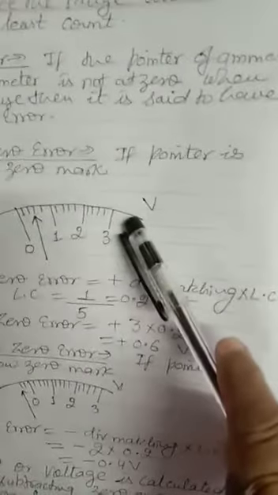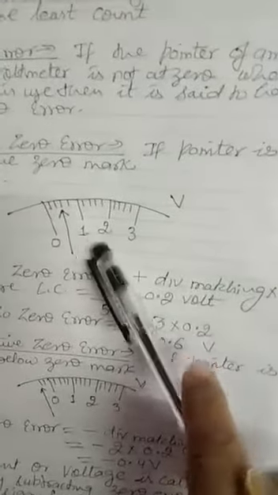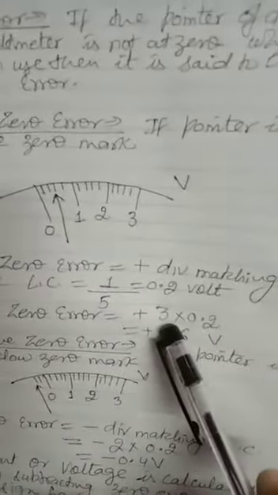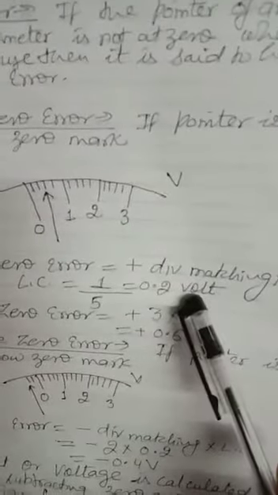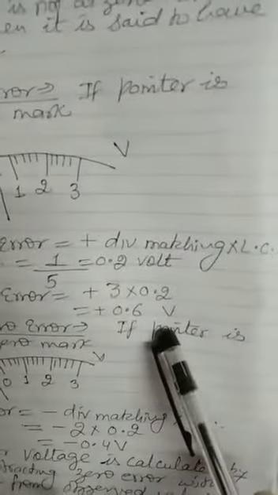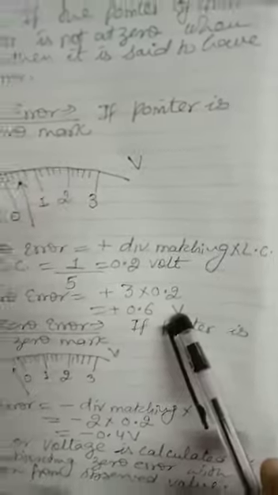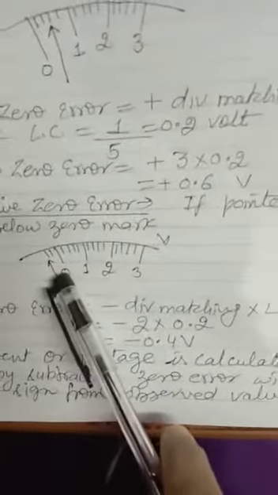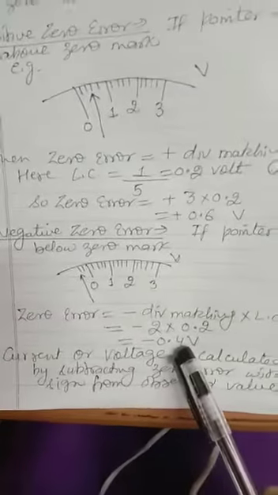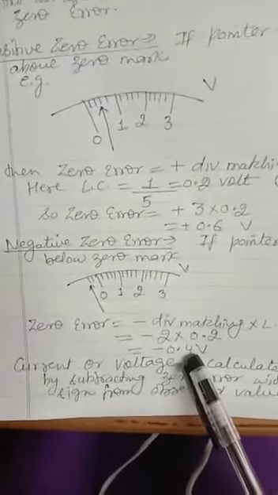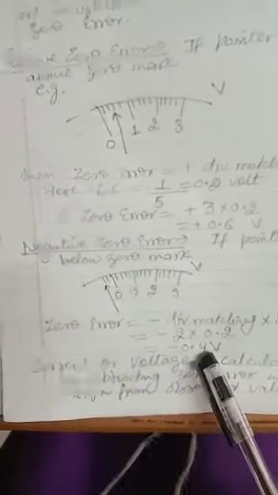For calculating the zero error, the rule is simple. Calculate the least count of the instrument, and if the pointer is ahead of 0, put a positive sign and multiply the number of divisions of the pointer by the least count. Like in this case, the least count is 0.2, so the positive zero error is plus 3 into 0.2, or plus 0.6 volt. Similarly here, the negative zero error is minus 2 into the least count, minus 0.4 volt. And we have to subtract the zero error, with sign, from the observed value in order to calculate the accurate answer.